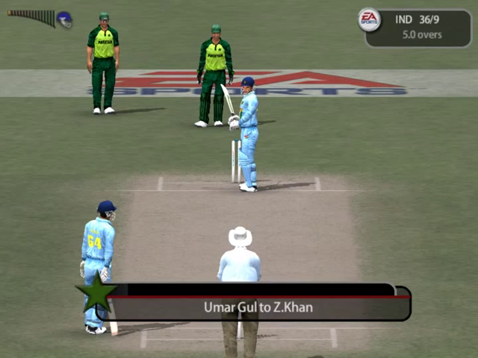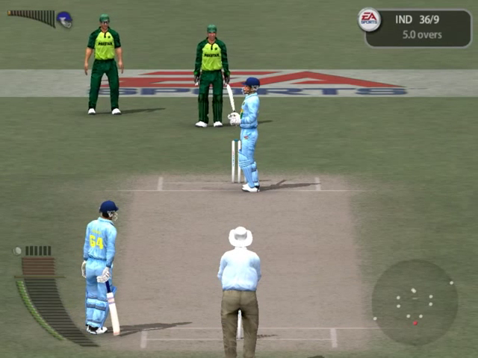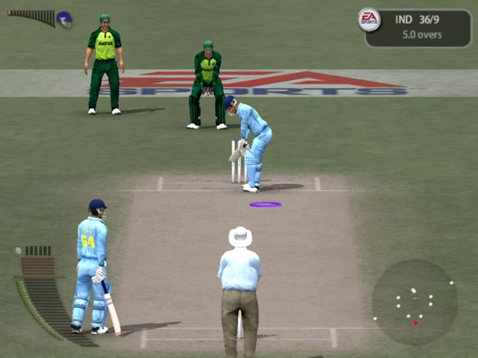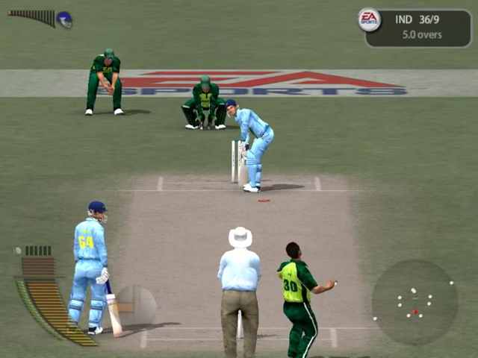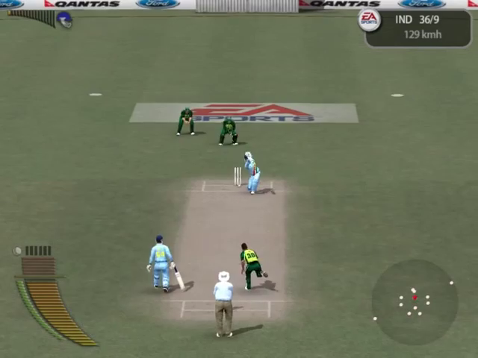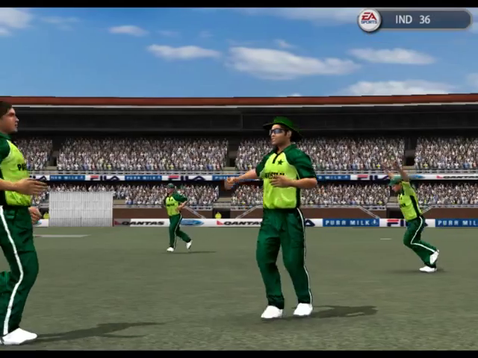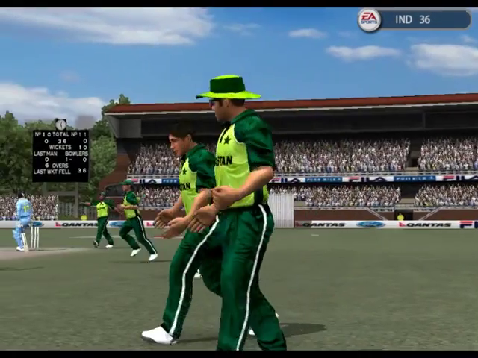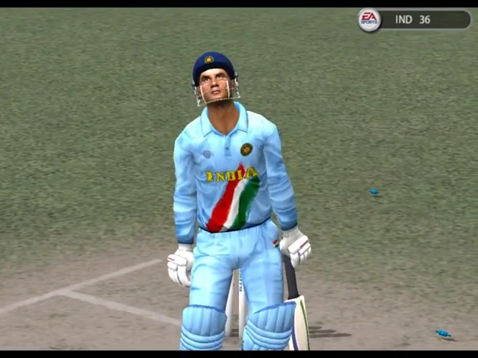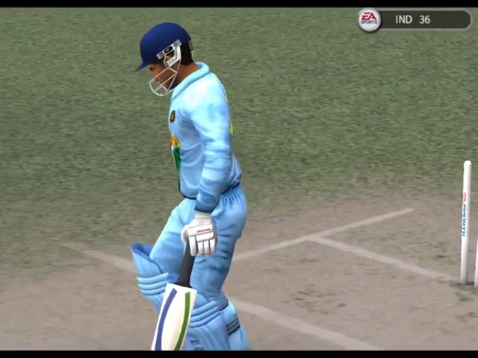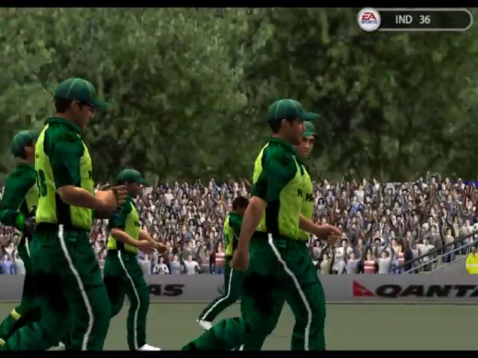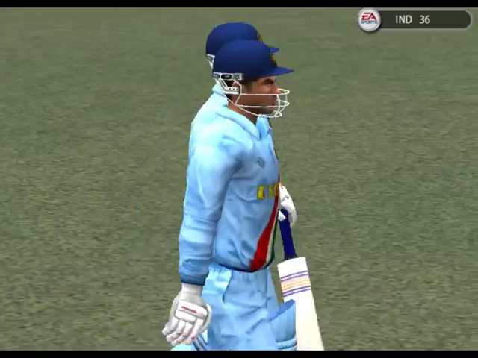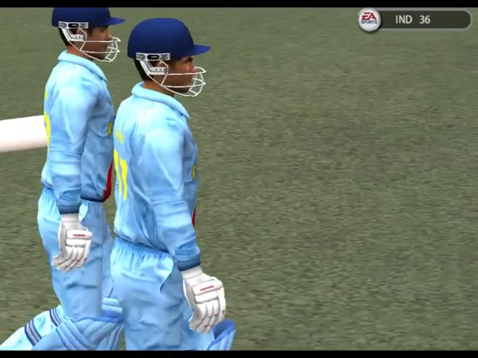Umar Gul is coming around the wicket. Well, it's a case of knowing when to leave. Pakistan are looking very, very happy. So, to sum up then, Pakistan win by 16 runs. Thanks for joining us for today's play. We very much look forward to your company at the next match.